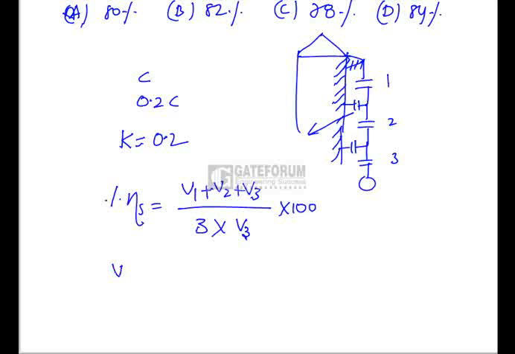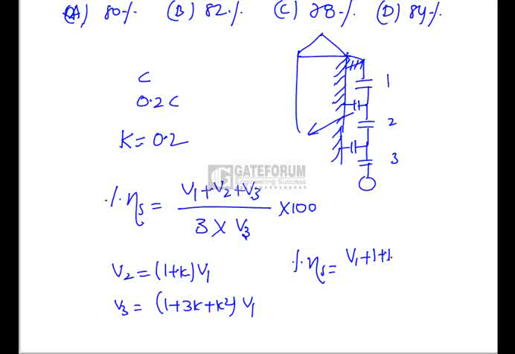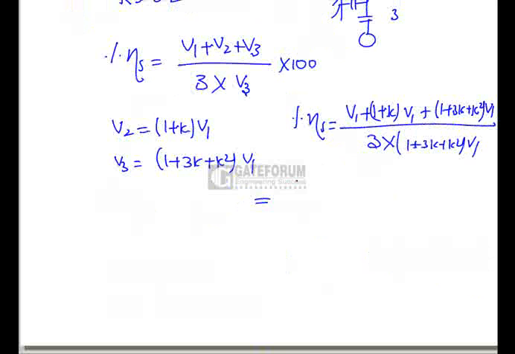Okay, we know that V2 is equal to 1 plus K times of V1 and V3 is equal to 1 plus 3K plus K squared times of V1. Now string efficiency eta S is equal to V1 plus 1 plus K times of V1 plus 1 plus 3K plus K squared times of V1 by 3 times of 1 plus 3K plus K squared times of V1. Okay, if you substitute K is equal to 0.2, okay, we will get string efficiency as 78%. That is option C.